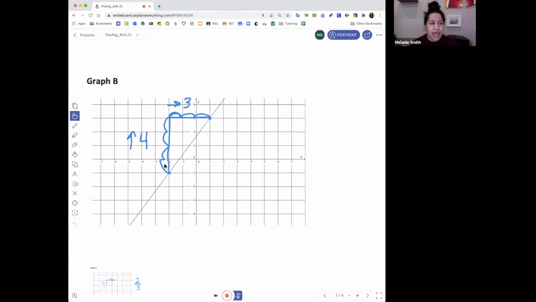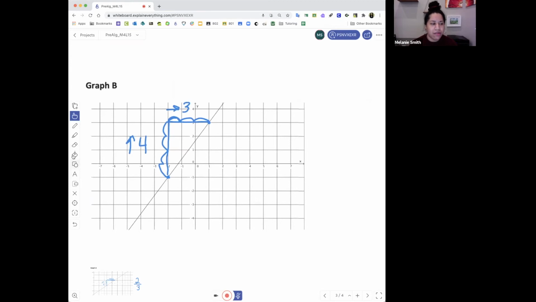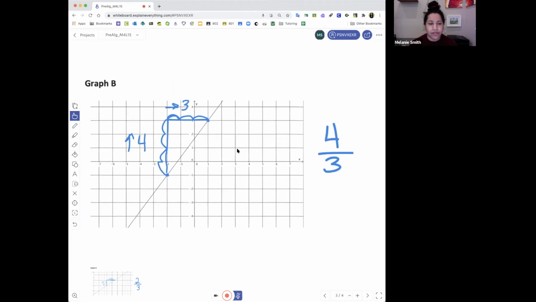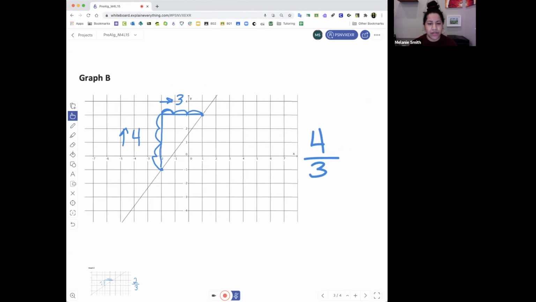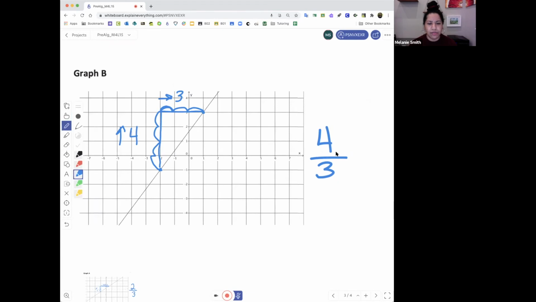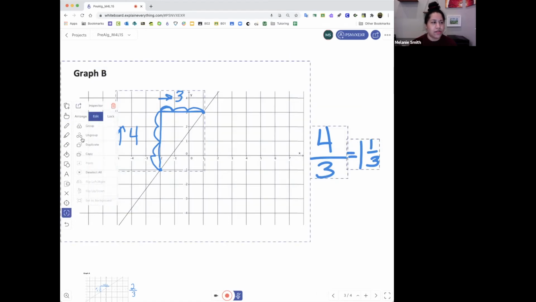And again, after I've counted my path, I create a ratio. I create a fraction with that. I went up 4 and over 3, a fraction of 4/3. Now 4/3 is a fraction that is actually greater than 1, or some people might call it an improper fraction. So we could turn it into a mixed number. 4/3 is really 1 and 1/3, or you could leave it as 4/3, up to you. Okay, but that is the slope of this graph. Our graph B is 4/3.